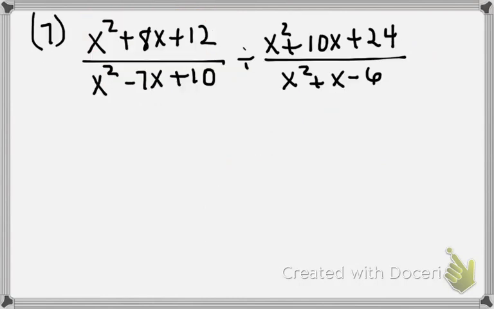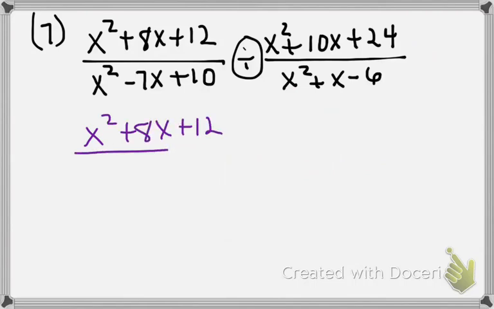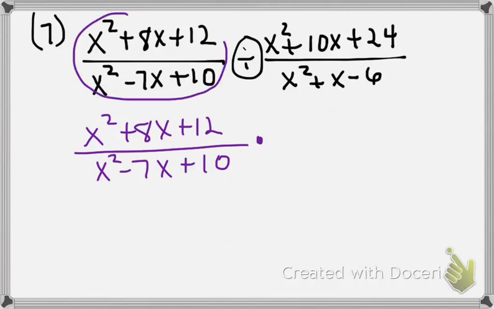All right, number 6 we skipped. That's a problem to work on your own. Number 7 is the first of the division problems. So when we divide, we're going to keep the first fraction as it is. Then we're going to change the division into multiplication. So we're going to keep the first one, change the sign, and then we're going to flip the second fraction.